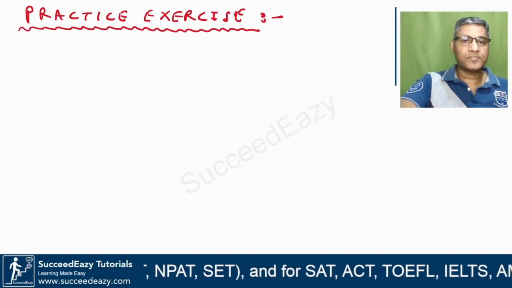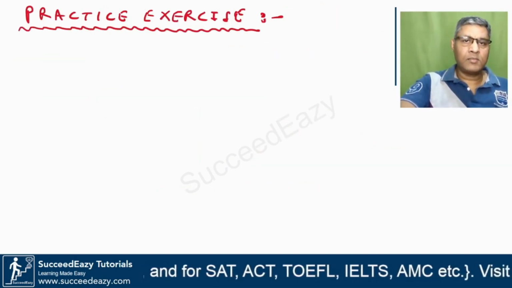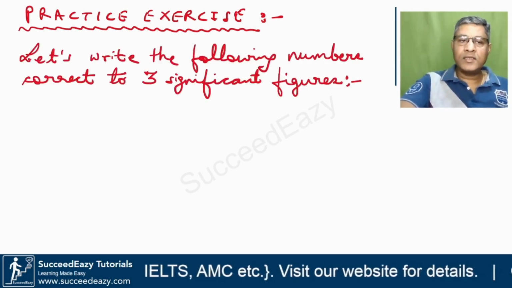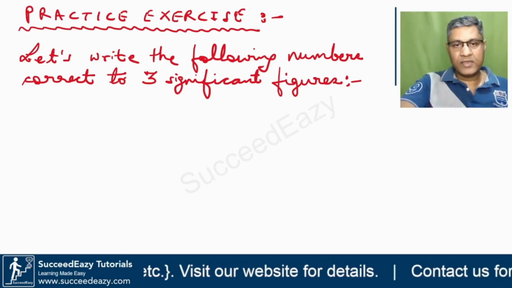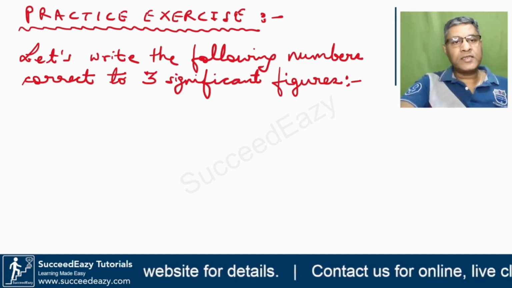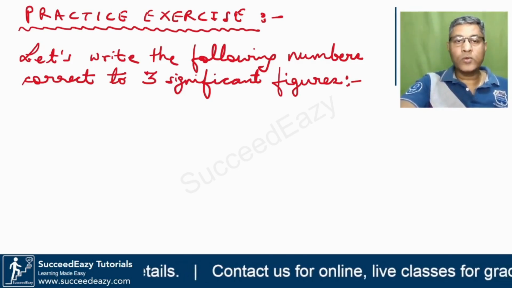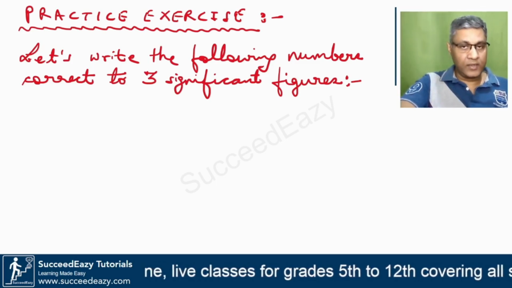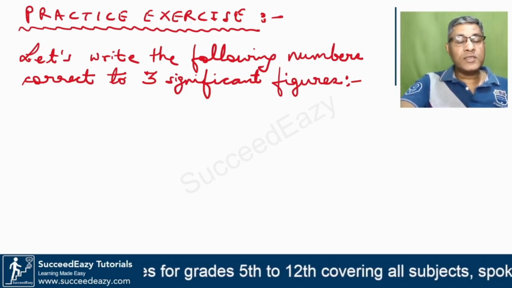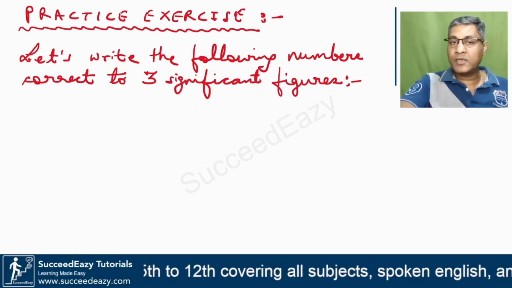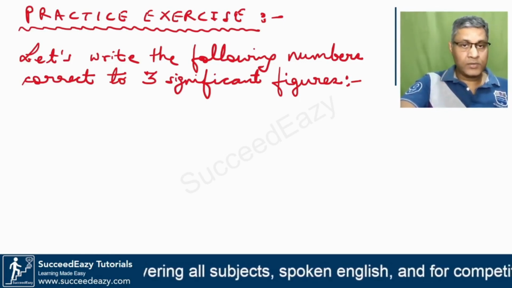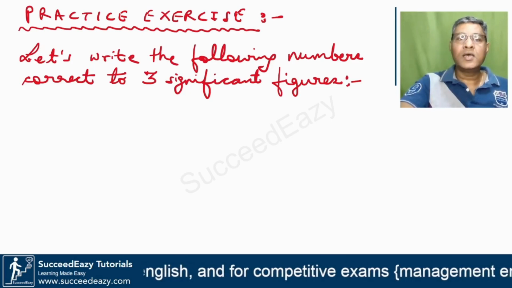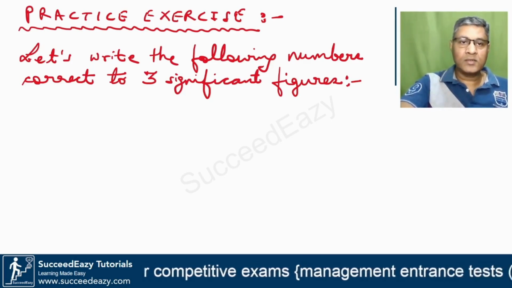Okay, let's carry on. Let's practice some examples. Let's do an exercise. Let's write the following numbers correct to three significant figures. Now look, I'm presenting this with a little bit of a twist. You don't need to count the significant figures as such, but you need to do the rounding up to three significant figures. Listen, it is a little bit different from the normal rounding that you are used to. So let's do this practice exercise. It has a little bit of a twist attached to it. I hope you will enjoy it.